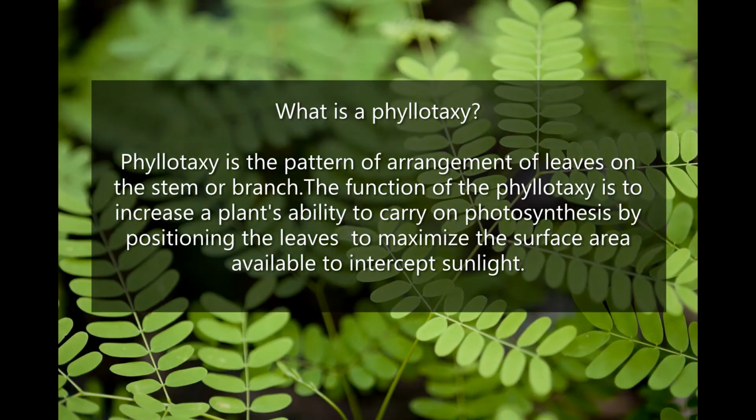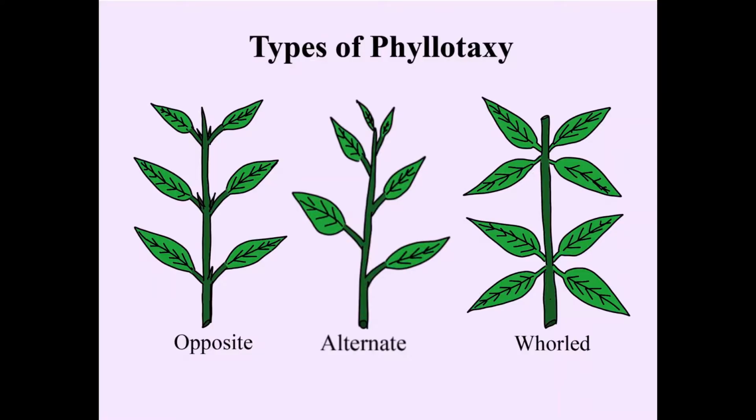Phyllotaxy. Phyllotaxy is a pattern of arrangement of leaves on the stem or branch. The function of phyllotaxy is to increase the plant's ability to carry out photosynthesis by positioning the leaves to maximize the surface area. Phyllotaxy could be of 3 types, which are opposite phyllotaxy, alternate phyllotaxy, or whorled phyllotaxy.